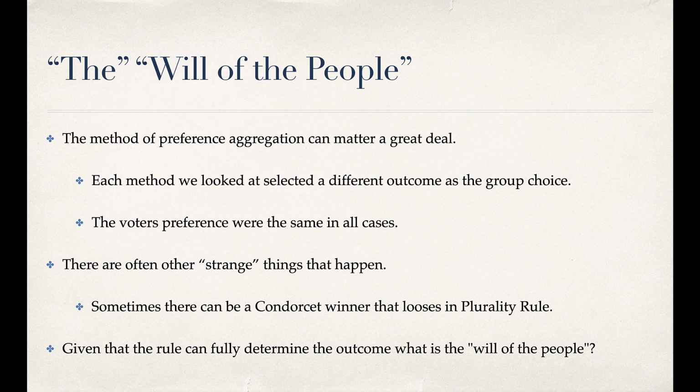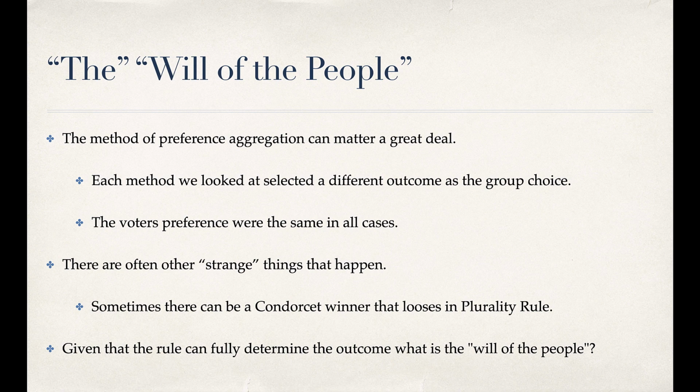The method of preference aggregation can matter a great deal, and we've talked about this idea before: is this idea of the will of the people very well defined? And as it turns out, if there's much difference in the preferences of the voters, then it's not well defined. You will get a different group choice depending on the method that you use, the voting rule, and sometimes the agenda, as we've already seen with the Condorcet vote cycle. So the method of preference aggregation can matter a great deal.